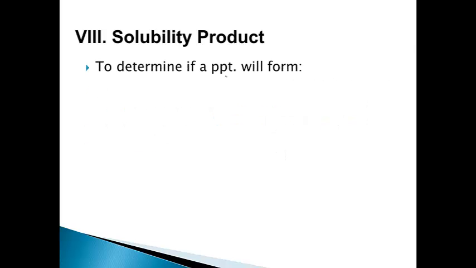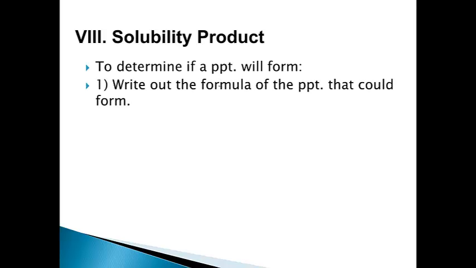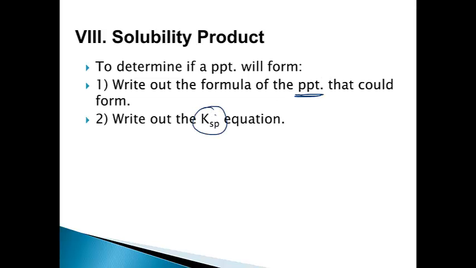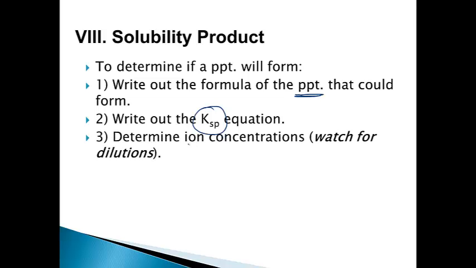Okay, now to determine if a precipitate will form, first thing, write out the formula for the precipitate that could form. In other words, it's a double replacement reaction. Write out the reaction, figure out which is the precipitate. Next thing, from that precipitate, write out the Ksp equation. Next thing, figure out the concentration of the ions that are involved in the Ksp equation and watch out for dilutions. Don't forget, when you mix 2 solutions together, the concentrations that you started with are not going to be the same as the concentrations after they're mixed.